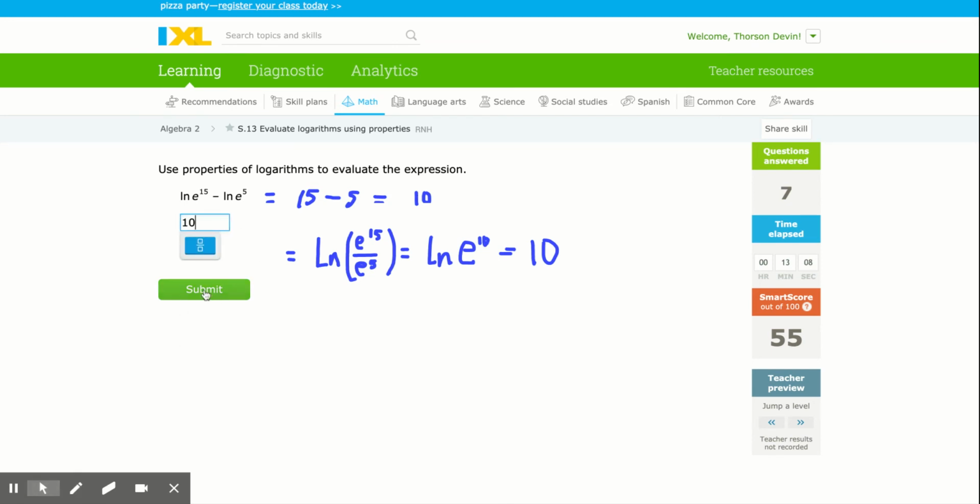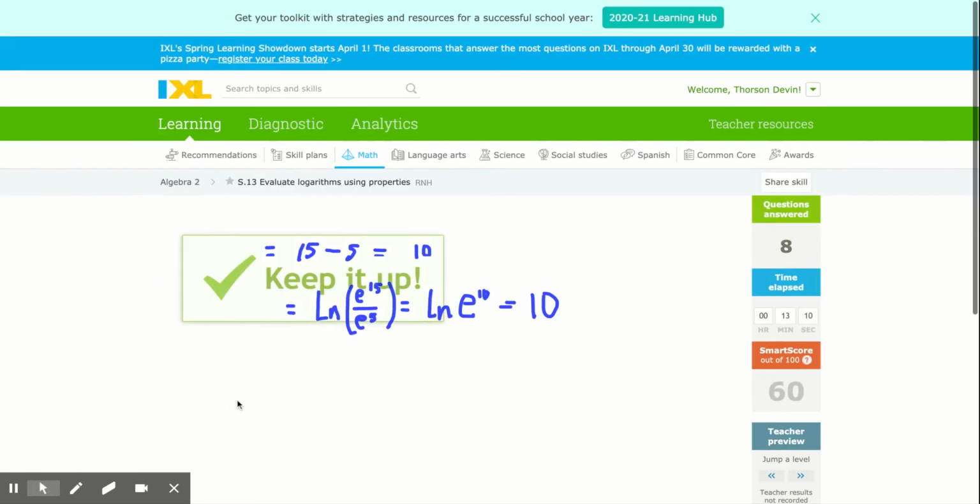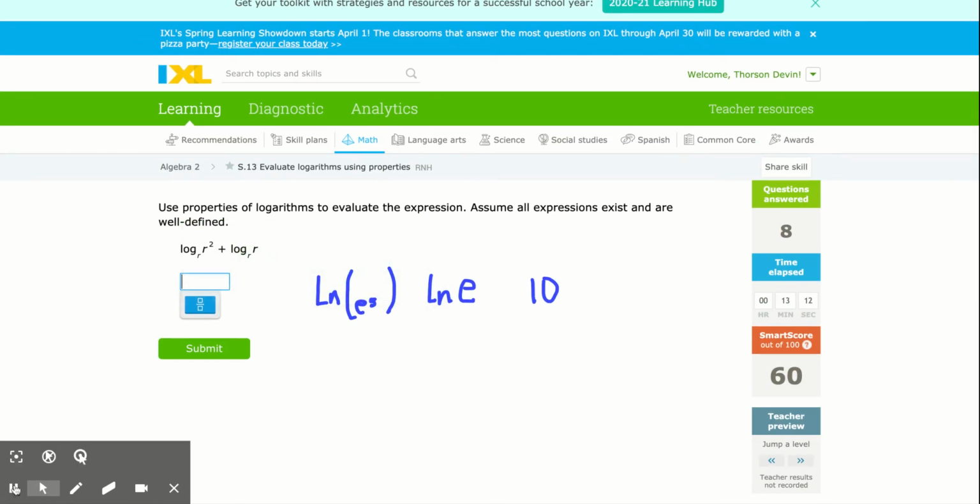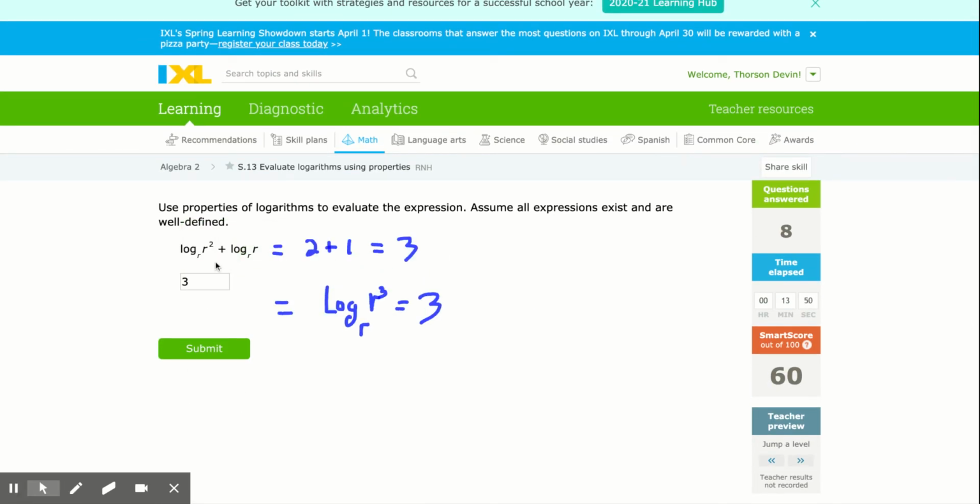So for some of these, there's a couple of ways you can go about it. Again, we can do this one just log base r of r squared is 2. Log base r of r to the 1 power is 1. 2 plus 1 is 3. Or combine them. Log base r of r cubed equals 3.